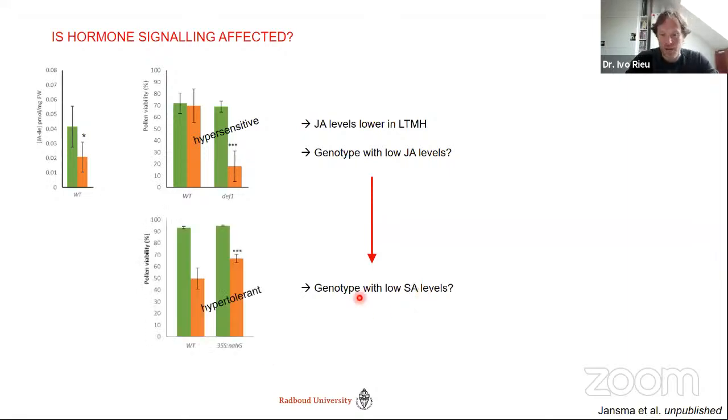And indeed, we also have this genotype available. It's a transgenic plant. It has very low salicylic acid levels. We've measured it, it's true. And this plant is hypertolerant. In this treatment, we had a bit higher temperature. Wild type is nicely affected by the heat. And this line with lower salicylic acid levels was hypertolerant, with better pollen performance. So indeed, we think that low jasmonic acid might be a cause for pollen failure under high temperature.